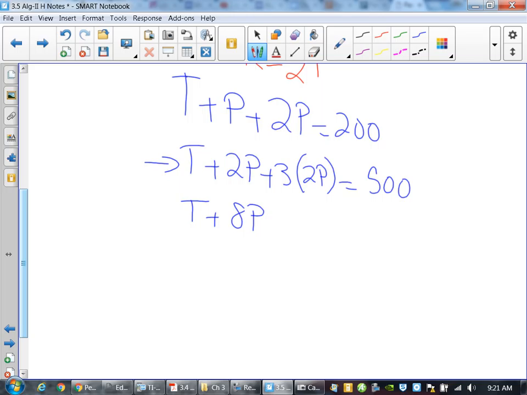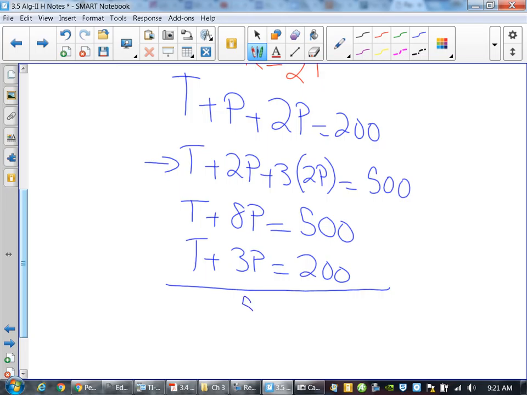2 times 3 is 6, right? 6 plus 2 is 8. Just want to make sure I didn't screw that up. And then this is your T, P. Subtract, you get 5P equals 300, divided by 5, P is 60. You double that, R is 120. You plug that into the original equation, T is 20. And we math better.